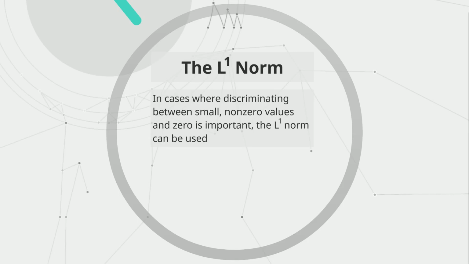And in cases where discriminating between small non-zero values and 0 is going to be important, the L1 norm comes in extremely useful. So the L2 norm that we just looked at is not going to increase significantly right around the origin because we are taking a square of each of those elements. In the L1 norm, we just get the summation of all of the individual elements. As a result, this is going to increase linearly right around the origin.